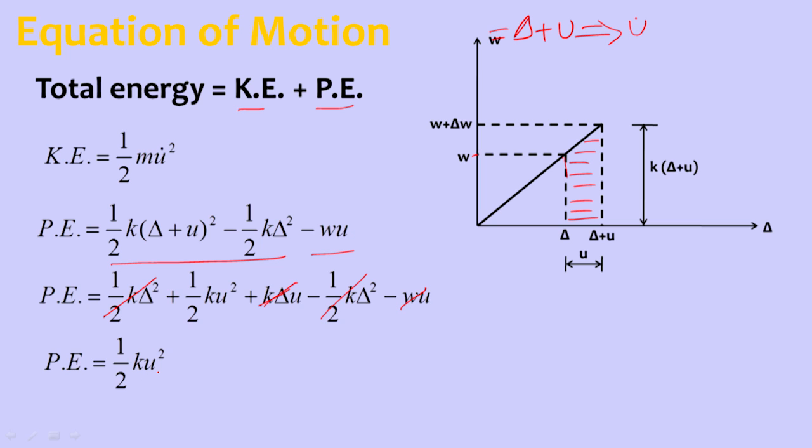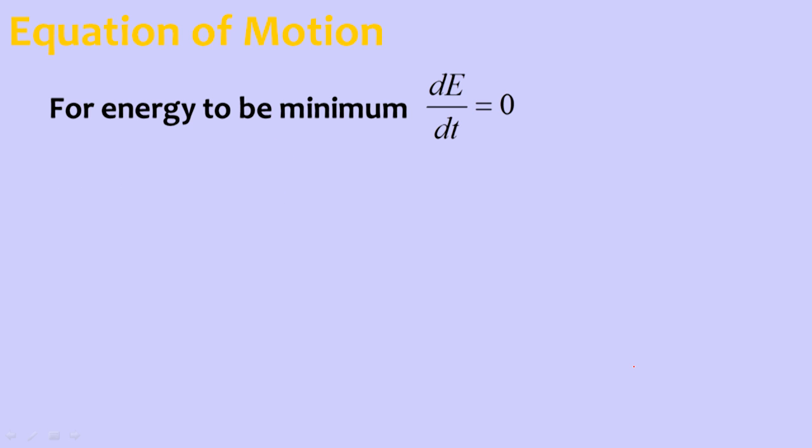So, half k u square is the potential energy term and half m u dot square is the kinetic energy term. The total energy is potential energy plus kinetic energy, half k u square plus half m u dot square. Now, we need the equation of motion. How this equation of motion can be derived is like this: the total energy is always constant.